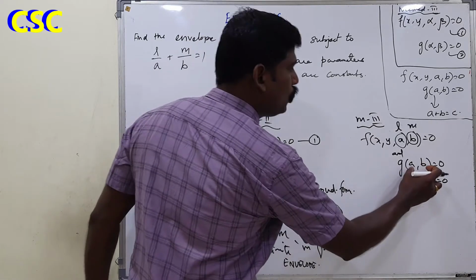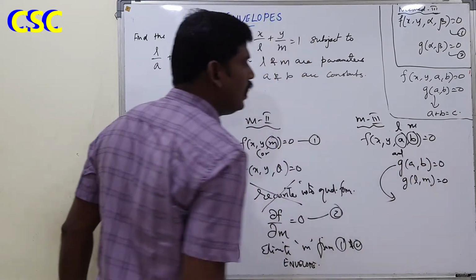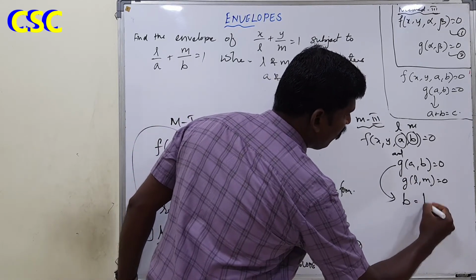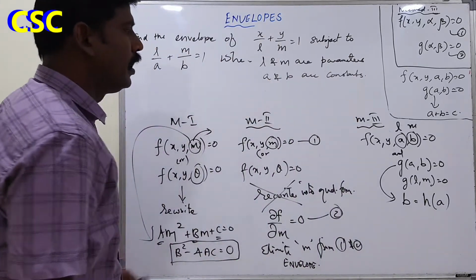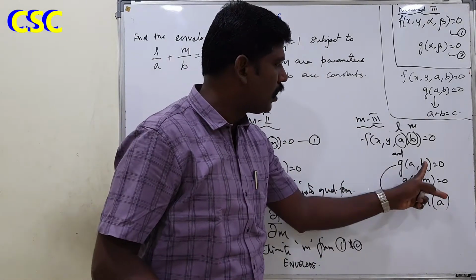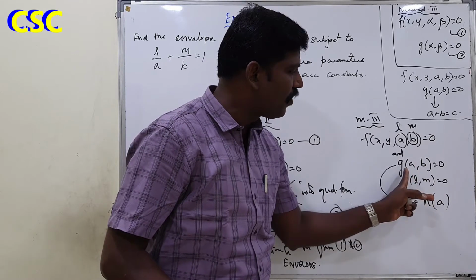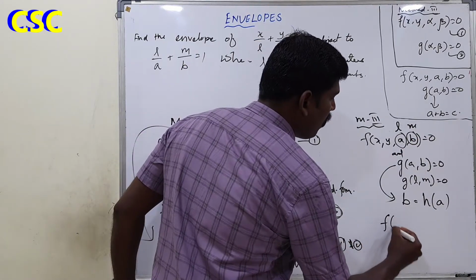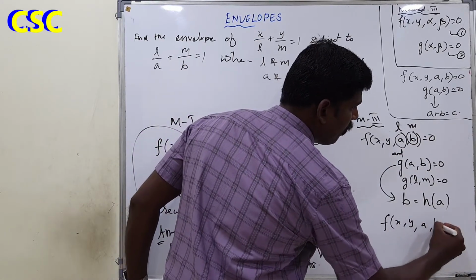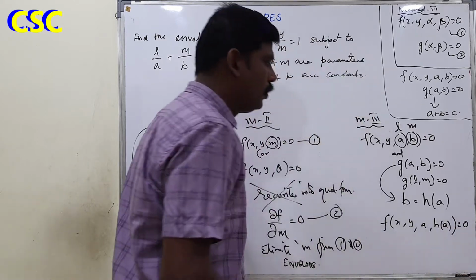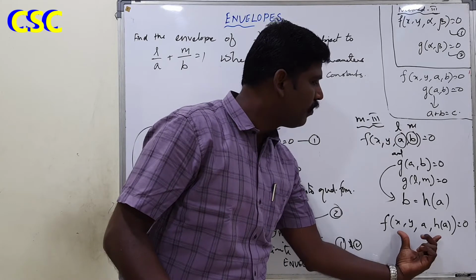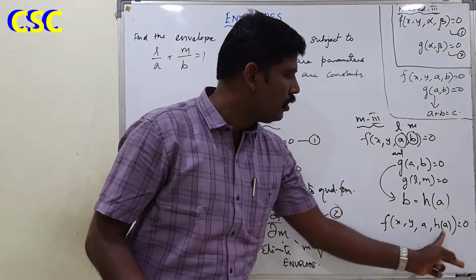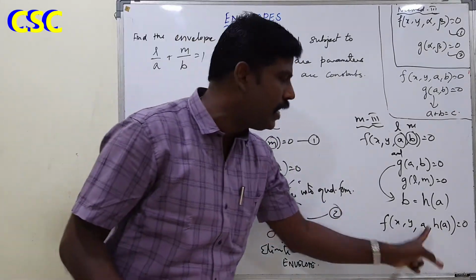Through the relationship between A and B, you can find one parameter in terms of the other, that is, the value of B in terms of A, from the given relationship. Using the relationship in the given equation, the family of curves becomes f(x, y, A, h(A)) equal to 0. Now this equation is transformed into a single parameter A, right?